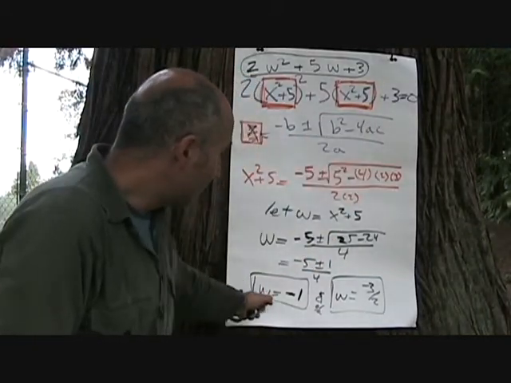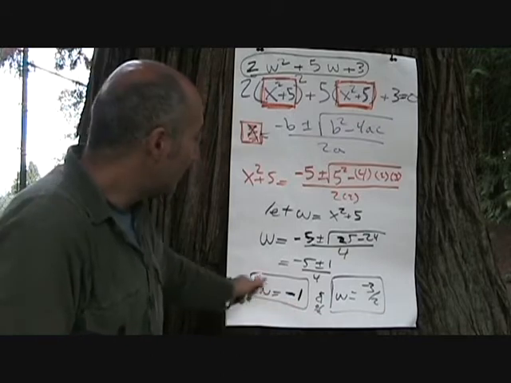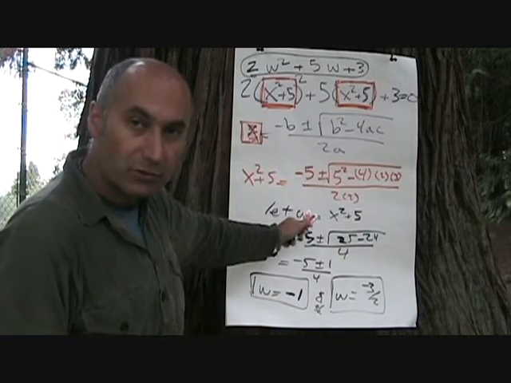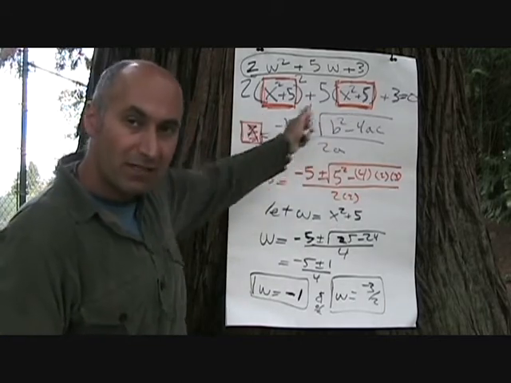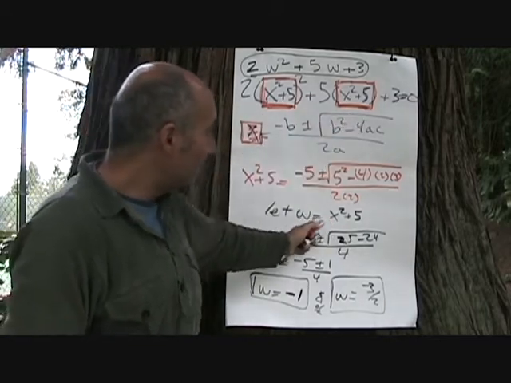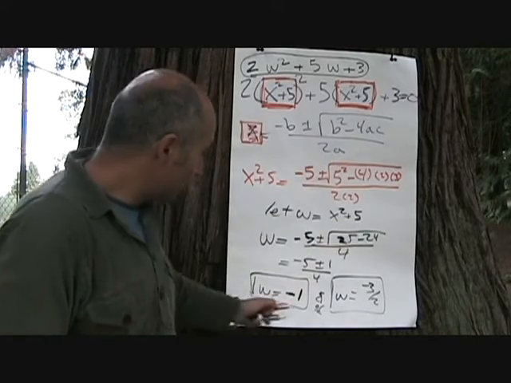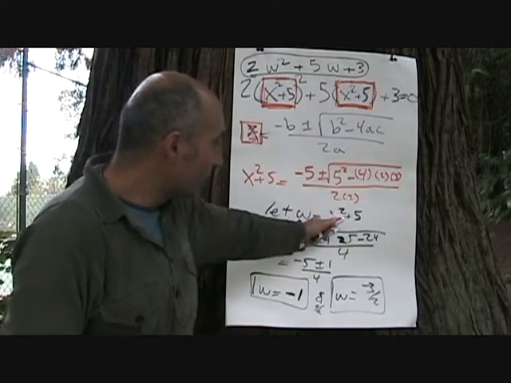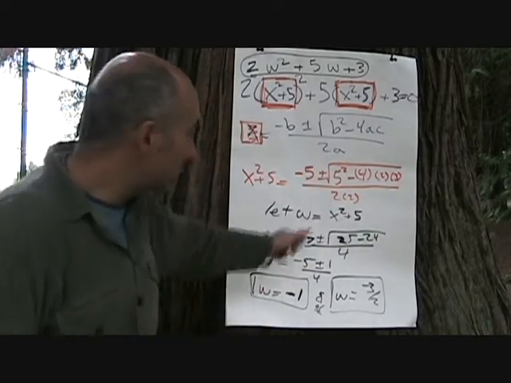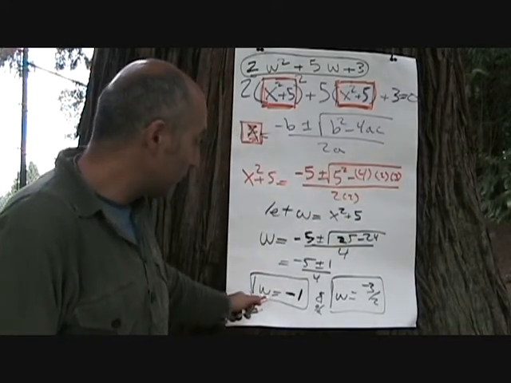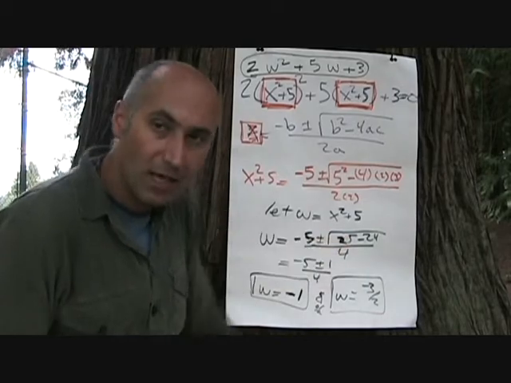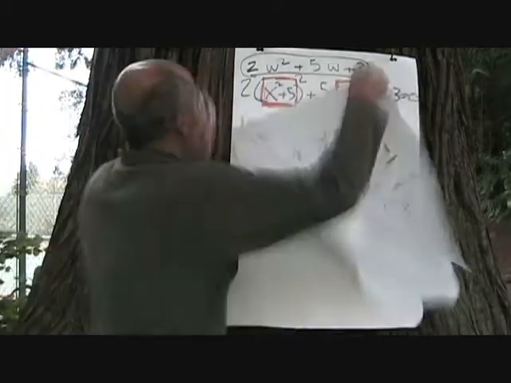So if you got w is equal to negative one, you have to go back to the original let statement when you began solving this equation. W is equal to x squared plus 5. So right down here, you're going to substitute w is equal to x squared plus 5 for w, and then solve for x, because x is what you're looking for.